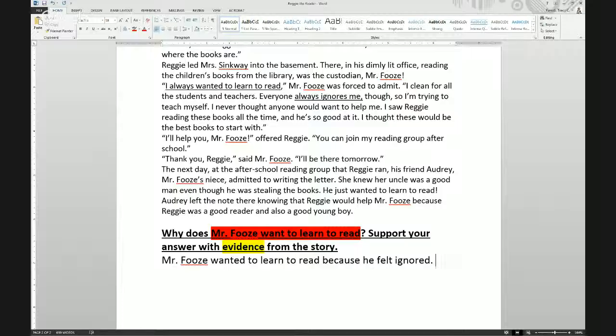Now, some kids would leave the answer at that, one sentence. But if you only leave one sentence, then you're likely to get 1 point. And let's pretend this is scored with 3 points. You want to get all 3 points. So you want to elaborate. You want to talk a little bit more about what you read.